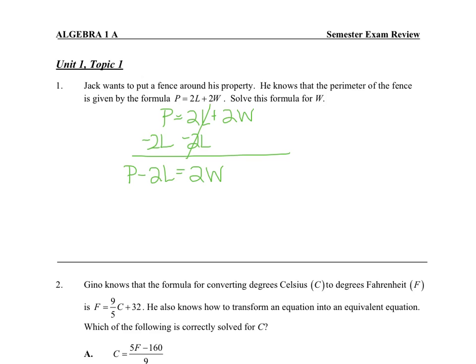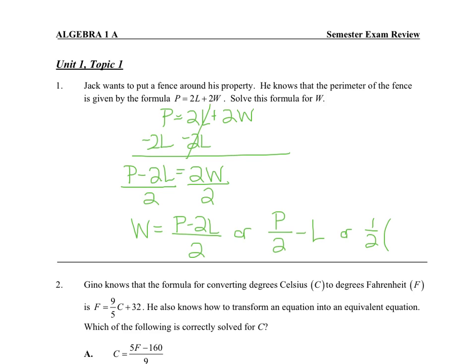Now I have 2 times W, so to get W by itself, I need to get rid of the times 2. The way to get rid of multiplication by 2 is to divide by 2. And what I do on one side, I do on the other. I have to divide this whole side by 2. So it's W equals P minus 2L divided by 2. Or we could divide it out and have P divided by 2 minus L. Or you could write 1/2 times P minus L. Or you could have 1/2 times the quantity P minus 2L. All of these are acceptable answers to solve for W.